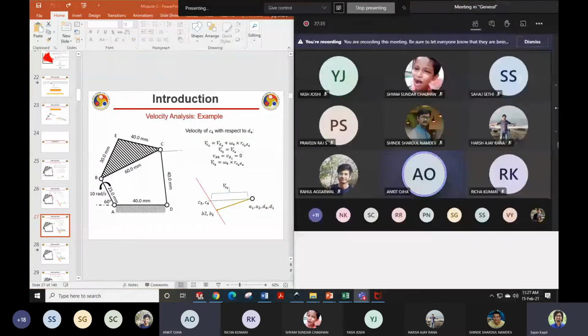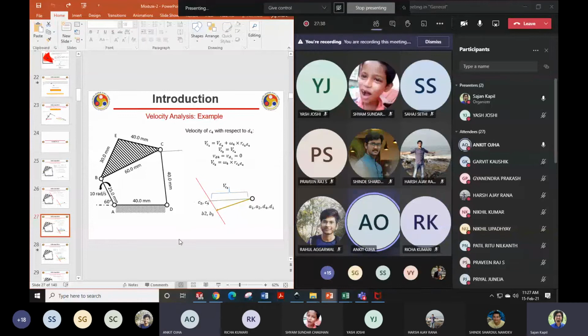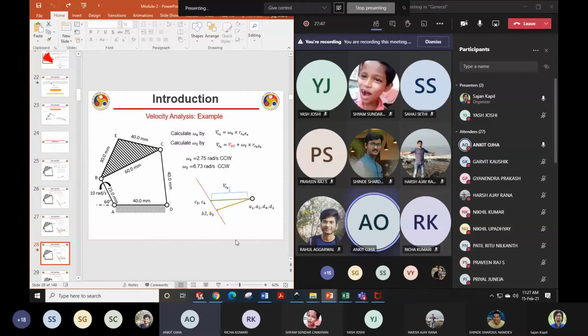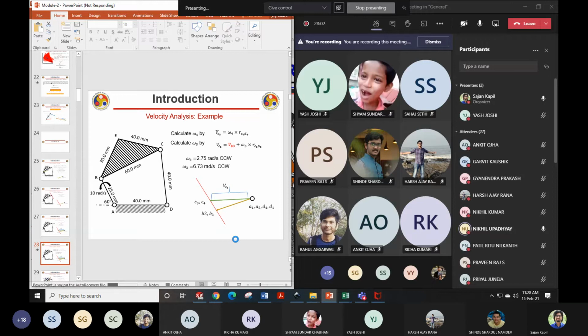Yes, sir. How did you get it? Explain to us. If B is trying to go left, then since it's a rigid body, even C will also go to the left. No, no, don't do this. I'll tell you the appropriate way. Nikhil Upadhyay. So I thought B is going left, then C will be forced to come down. No, no, not like that. Any other way of doing it? You have all the equations in front of you. Don't just guess like this.